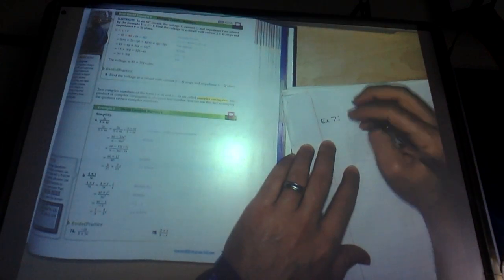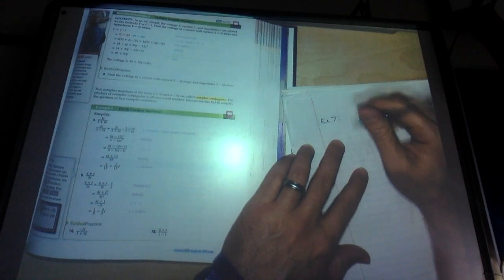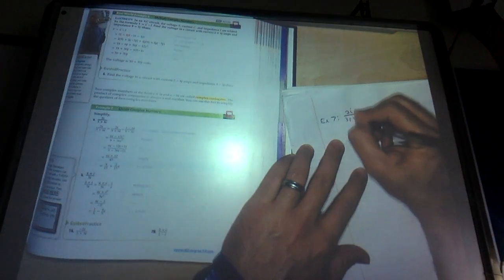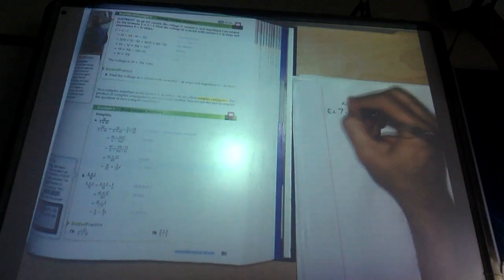All right, I got to show you a couple of these and what to do when you start seeing i's in a fraction or something like that. All right, so I got 2i divided by 3 plus 6i. Okay, so we got to go get rid of the i's. This is example 7, and this is part A.